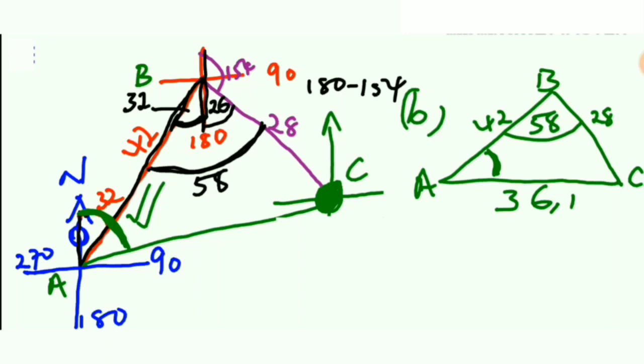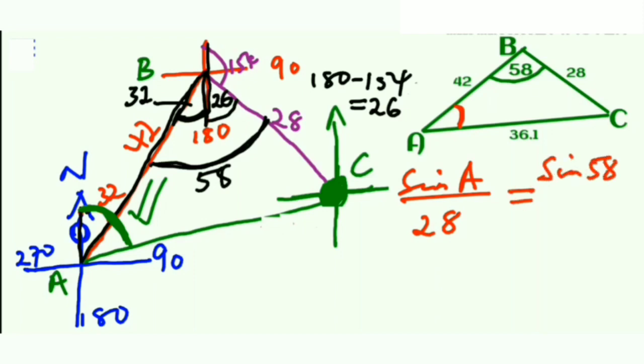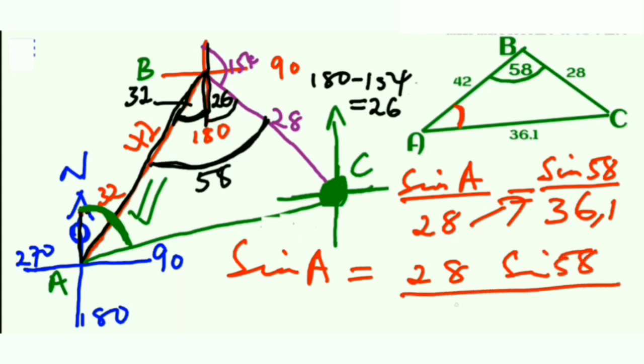So, sine A over 28 equals sine 58 over 36.1. Then multiply by 28: sine A equals 28 sine 58 over 36.1.